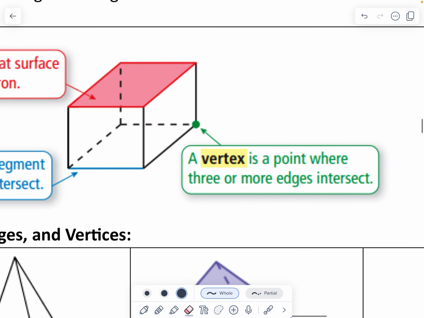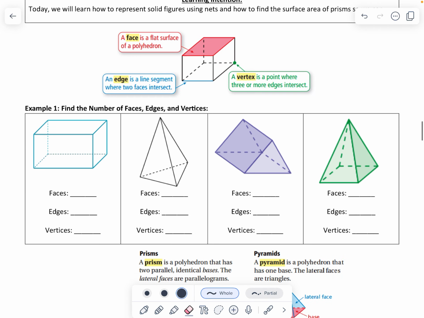And the last one is a vertex, which is a point where 3 or more edges intersect. So, this is a vertex, this is a vertex, vertex, vertex. Those are all vertices. Some of you might know those as points. Either one would be correct, okay? But the more technical term is a vertex, and it is a point where they intersect. So those are the 3 vocab words we're going to be discussing.